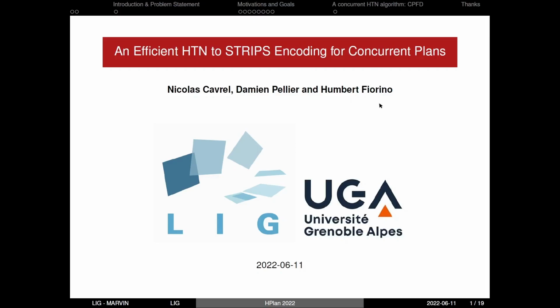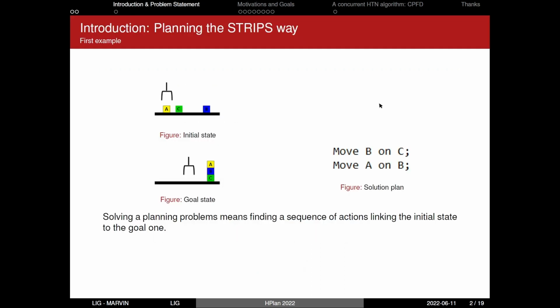Hi everyone, I'm going to present an efficient HTN to STRIPS encoding for concurrent plans. This is a translation from an HTN problem to a STRIPS problem, which aims at producing concurrent plans. So let us first define these two ways of planning.